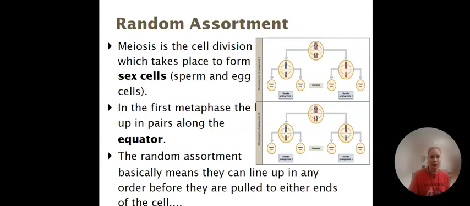So again, that random assortment: meiosis is the cell division that creates our egg and sperm cells. And the random assortment we're talking about occurs during metaphase 1. So again, those chromosomes line up randomly, which basically means that we don't know which way they're going to get pulled. We don't know which gamete they're going to end up in ultimately.